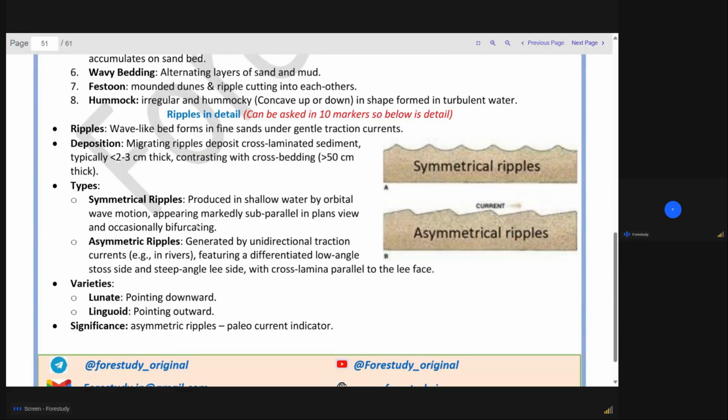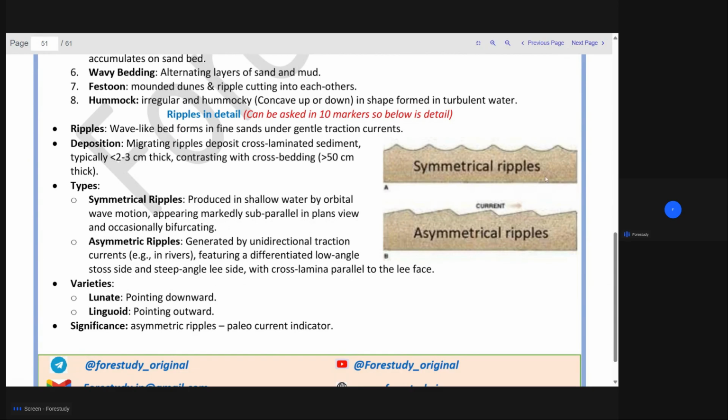Symmetric ripples are produced in shallow water by orbital wave motion, where oscillatory waves are there, appearing markedly subparallel in plan view, and occasional bifurcation can be there. Asymmetric ripples are generated by a unidirectional current. Remember, there will be only one direction of current in asymmetric ripples, whereas in symmetric ripples you will have bidirectional current.